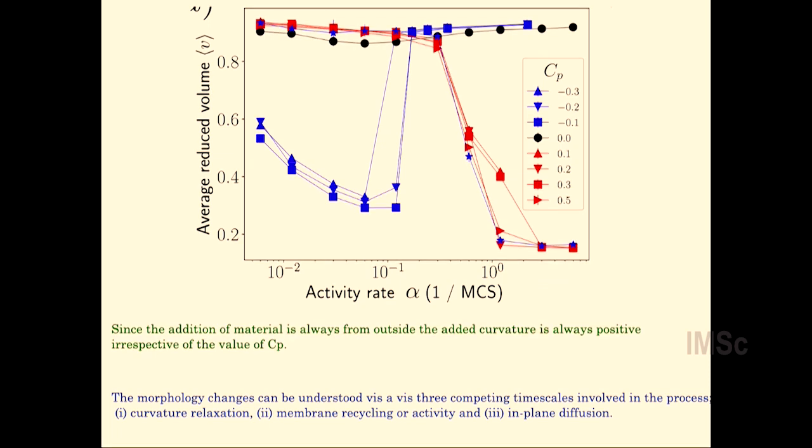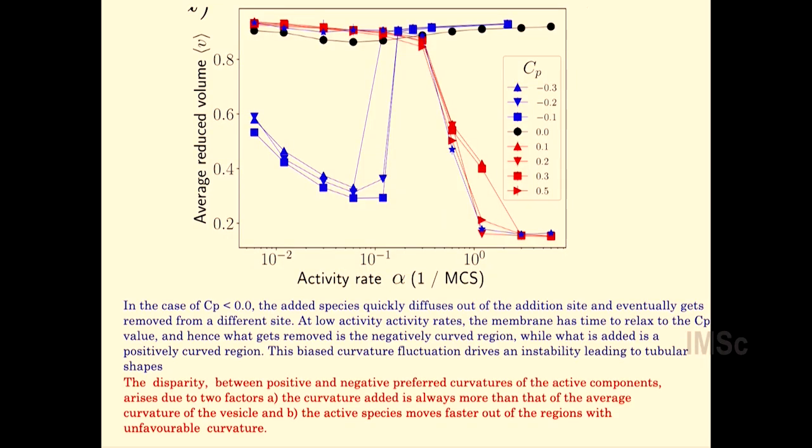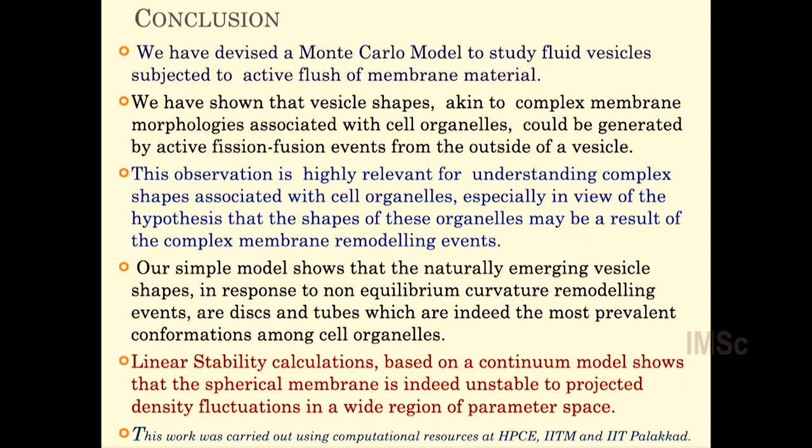The main reason for this, as we understand, is that the addition of material is all from outside, so there is a symmetry breaking in that sense. We are always adding a positive curvature, but then the added vertex or added protein has two different preferred curvatures, positive or negative, and that makes a big difference. And you can actually understand this using these three different time scales in the process. So with that I will stop with my concluding points.